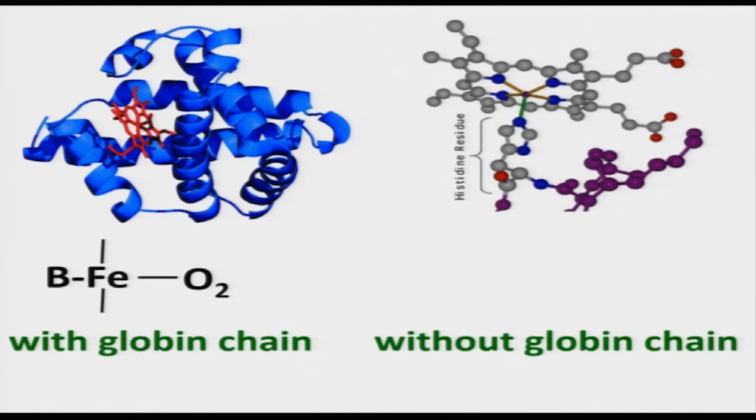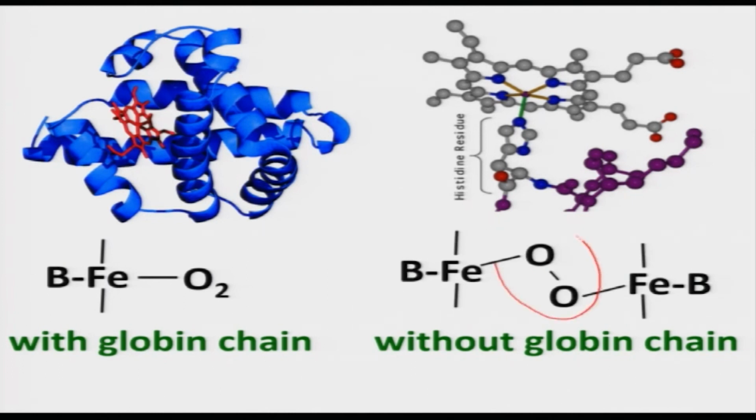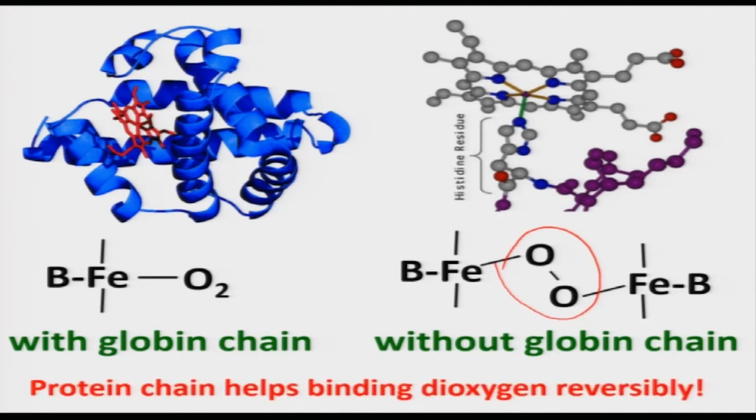So, what is happening? With the globin chain, as we have just seen in hemoglobin and myoglobin, the iron center binds dioxygen comfortably and in a reversible fashion. In contrast, if we remove this globin chain or protein chain, then this peroxo-bridged species is formed, which is eventually responsible for the formation of a stable mu-oxo dimer. Indeed, protein chains help the binding of dioxygen in a reversible fashion in hemoglobin and myoglobin.